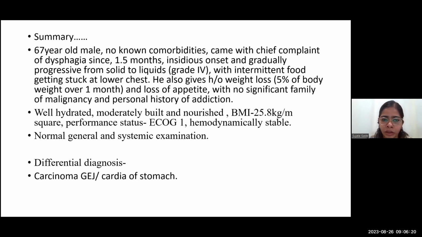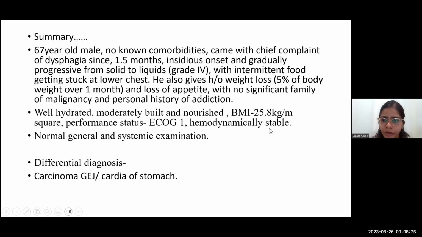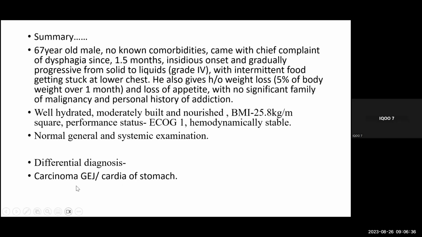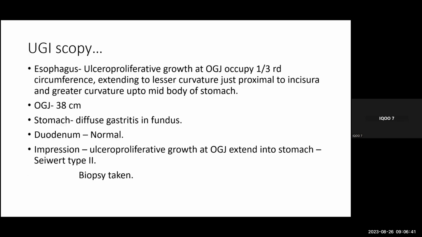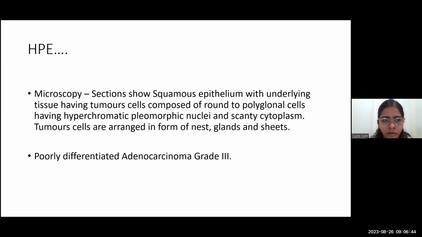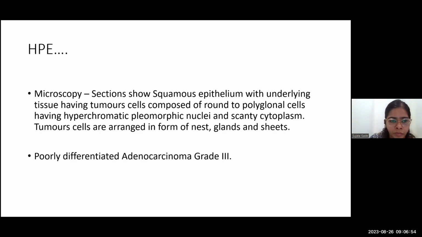The patient was well hydrated, moderately built and nourished. BMI was 25.8 kg per meter square. Performance status ECOG 1. The patient was hemodynamically stable with normal general and systemic examination. So we did an upper GI scopy and it showed an ulceroproliferative growth at the OG junction extending to the lesser and greater curvature, suggestive of Siewert type 2. Biopsy was suggestive of poorly differentiated adenocarcinoma, grade 3.